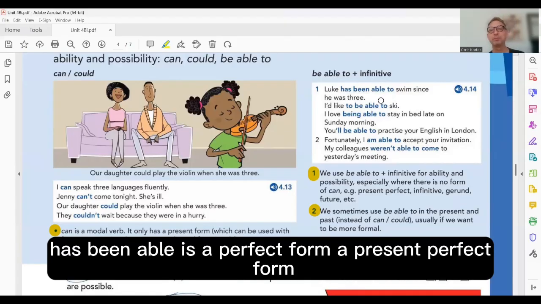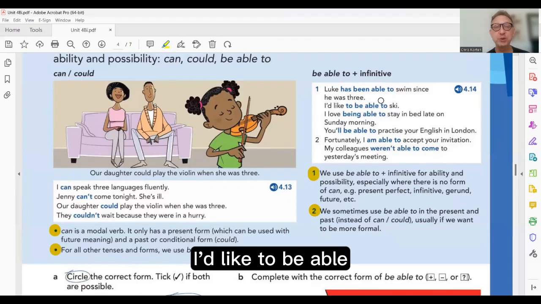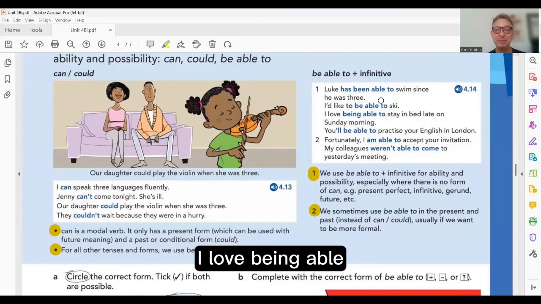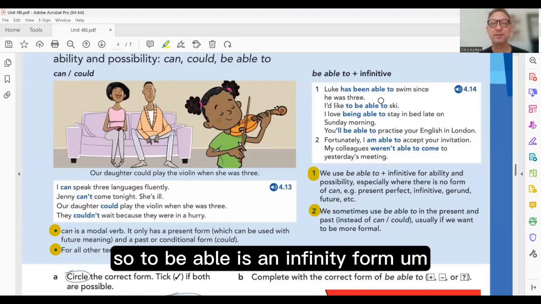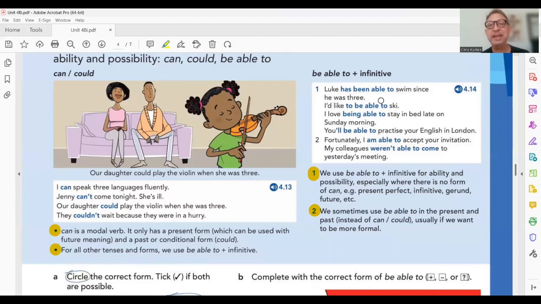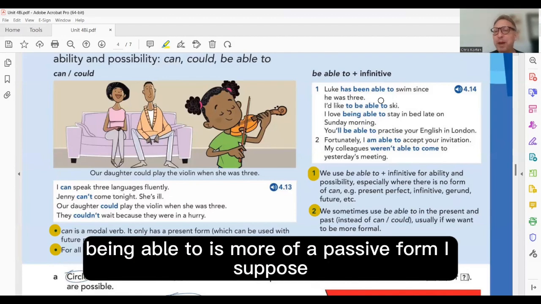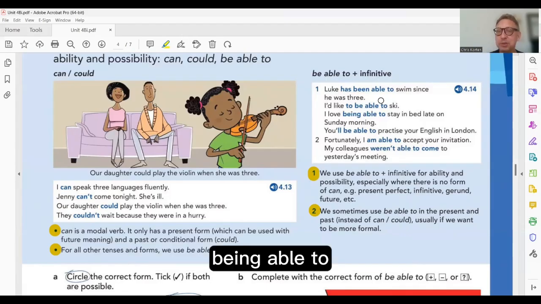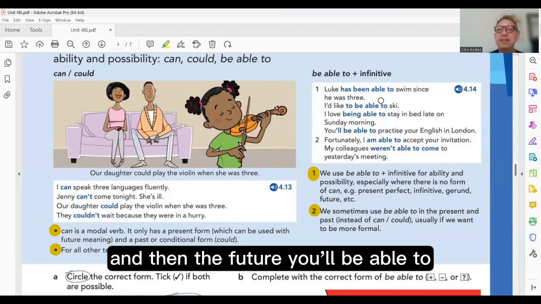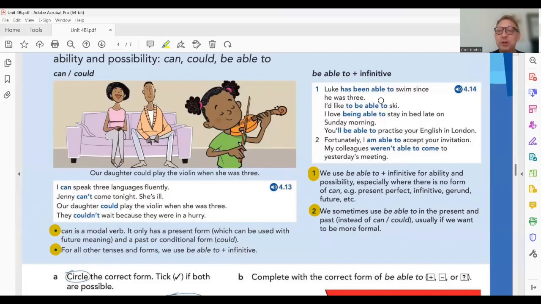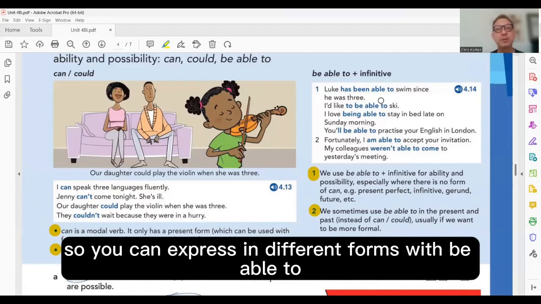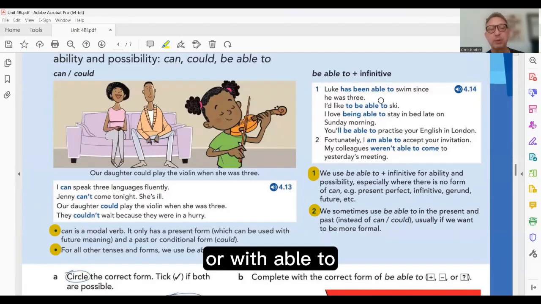Has been able is a perfect form, a present perfect form. I'd like to be able. I love being able. So to be able is an infinitive form. Being able to is more of a passive form, I suppose, or in sort of a gerund form. I love being able to. And then the future. You'll be able to. You will be able to. And that's a future form. So you can express in different forms with be able to, or with able to, or able.